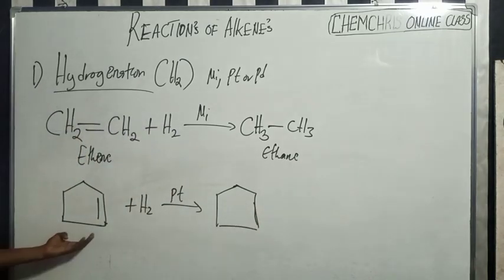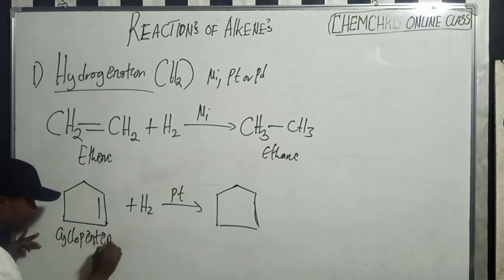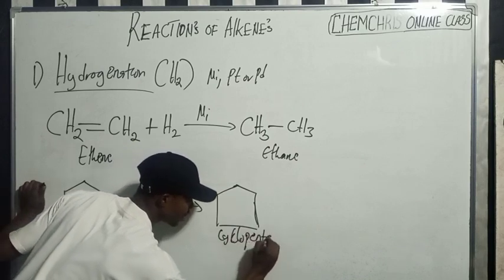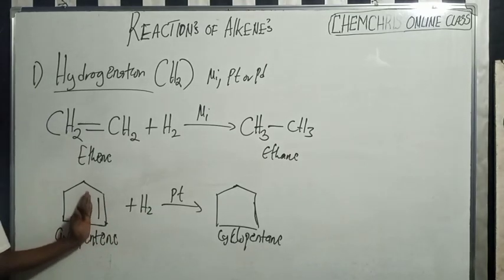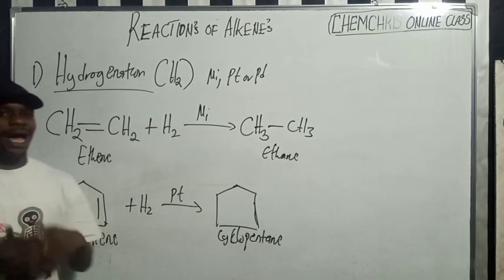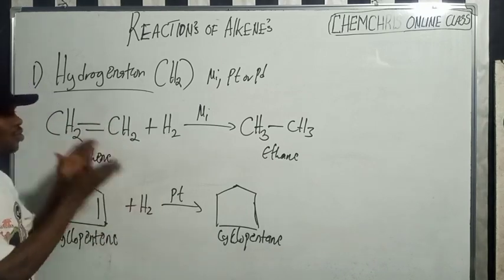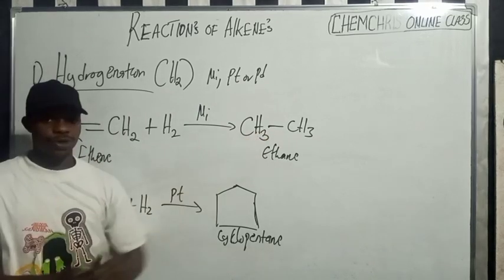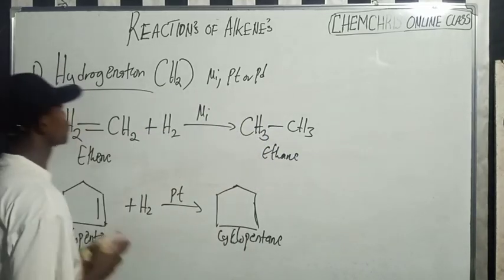So they call it cyclopentene. And here we have cyclopentane. So you are adding hydrogen to these two carbons here to break the double bond to form saturation here. Do you understand? So this is called hydrogenation. Hydrogenation is not that difficult. You understand? You are just adding hydrogen to the double bond to form a single bond. Do you understand? That is it about hydrogenation. You get it. So let's look at the next one.